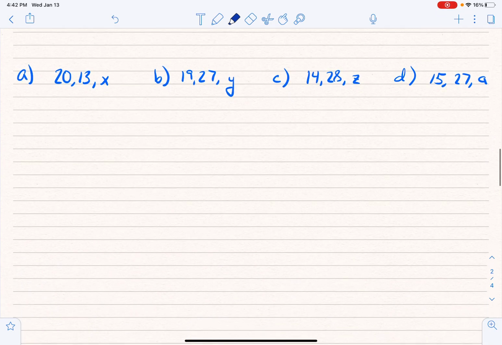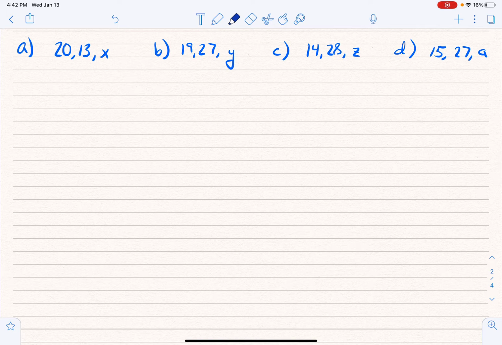All right, now we're going to find the range of possible values for the third side, okay?